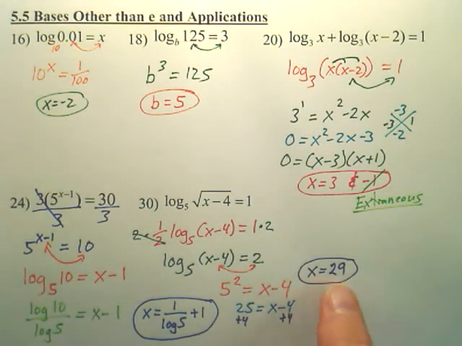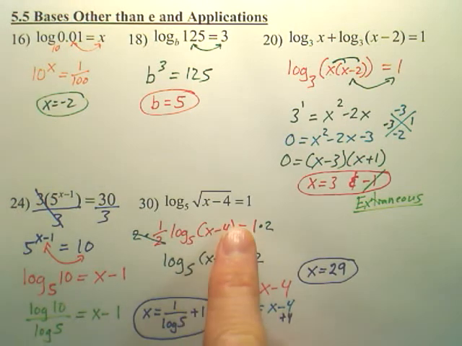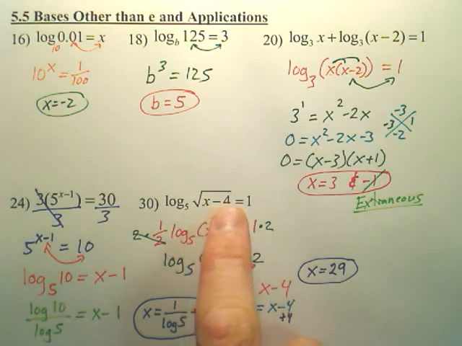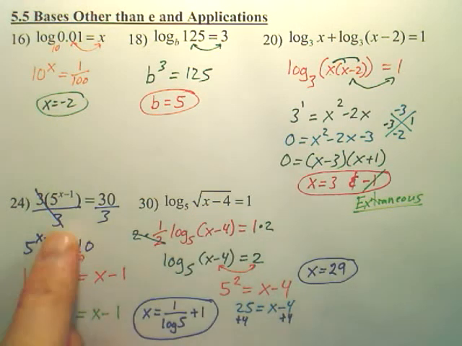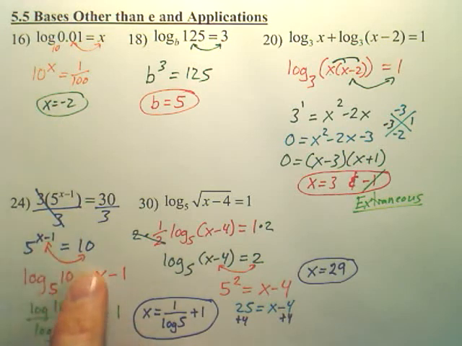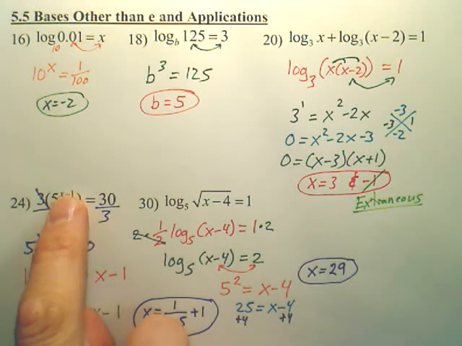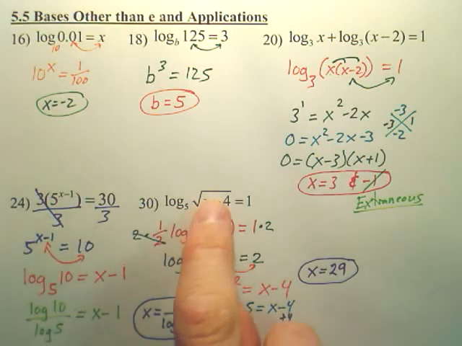Now real quick, extraneous. Is 29 minus 4 a negative value? So we're okay. For this one, there's no extraneous, because could you put negatives into an exponent? There's no restrictions on what you put into exponents. There's only restrictions on what you put into a log.